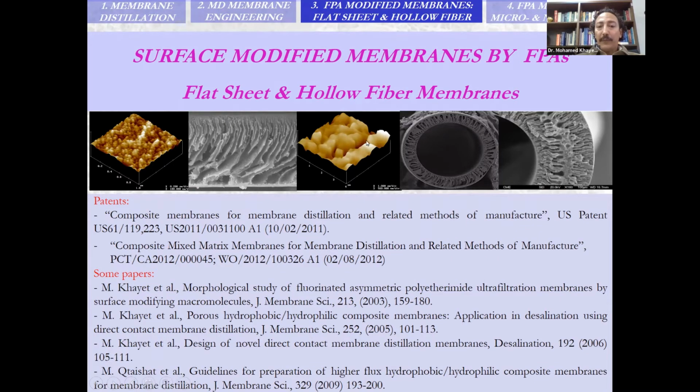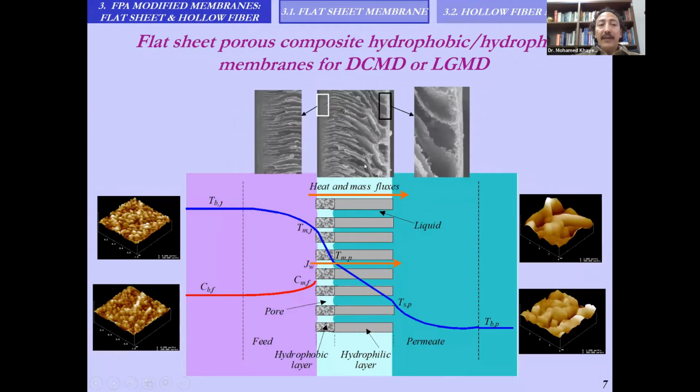Flat sheet and hollow fiber membranes. The idea here is to design porous composite hydrophobic hydrophilic membranes for the configurations direct contact membrane distillation and liquid gap membrane distillation. In this case, the liquid permeate is brought into contact with the hydrophilic layer of the membrane, which has bigger pores. So the liquid penetrates inside the big pores of this hydrophilic layer. So we can reduce here the distance between liquid vapor interfaces.